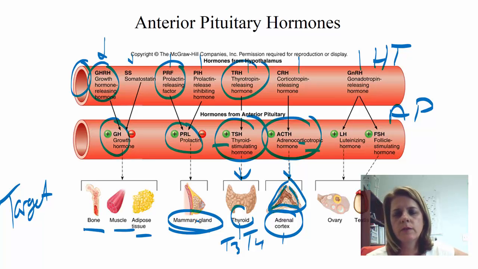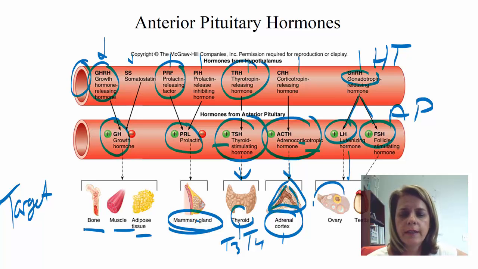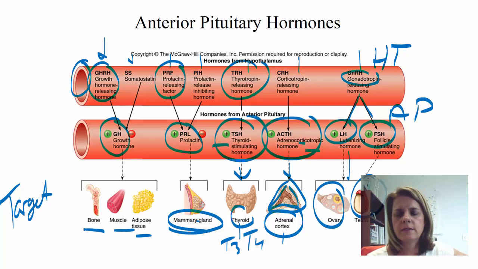Gonadotropin releasing hormone is going to cause the release of some kind of gonadotrope. And when I say gonadotrope, I should be thinking gonads. That's ovaries and testes. That's what gonad means. So it's going to cause the release of luteinizing hormone and follicle stimulating hormone. And those are both going to target the ovary in the female and the testis in the male. So this is our setup.